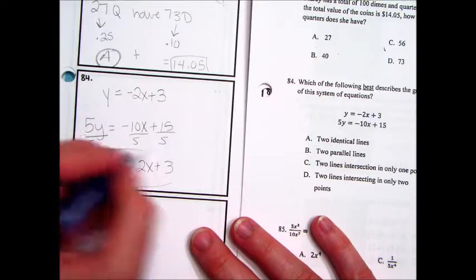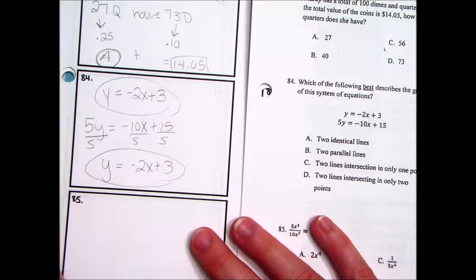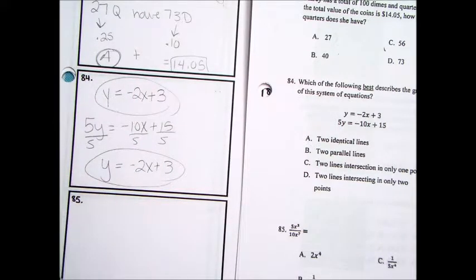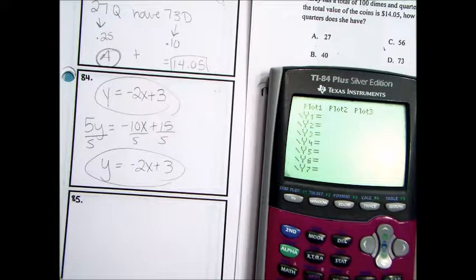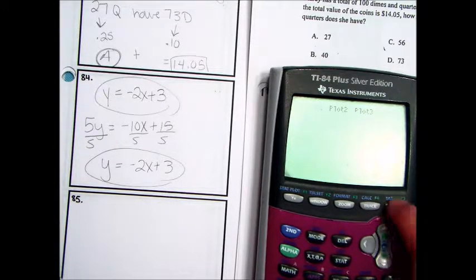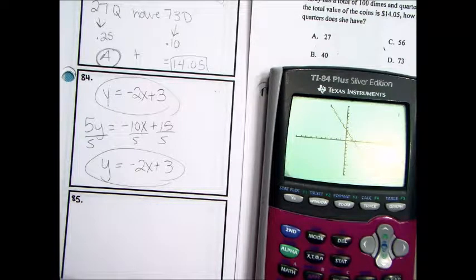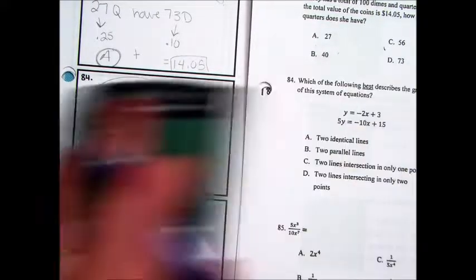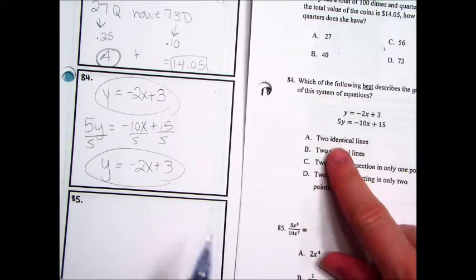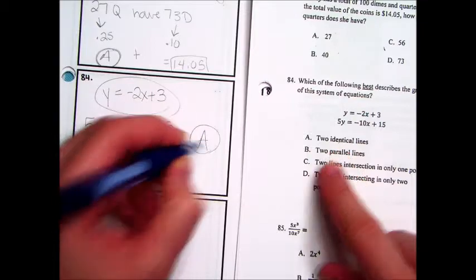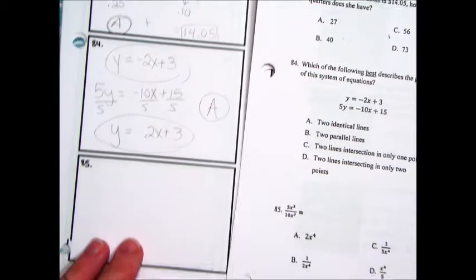Okay. These are literally the exact same lines. And if you don't believe me, go to the y equals button on your calculator and type in negative 2x plus 3 and negative 2x plus 3. And when you graph it, you'll see clearly that there's only one line because it's graphing it on top of itself. So 84 says, what's true? They are two identical lines. Let's take a look at 85.